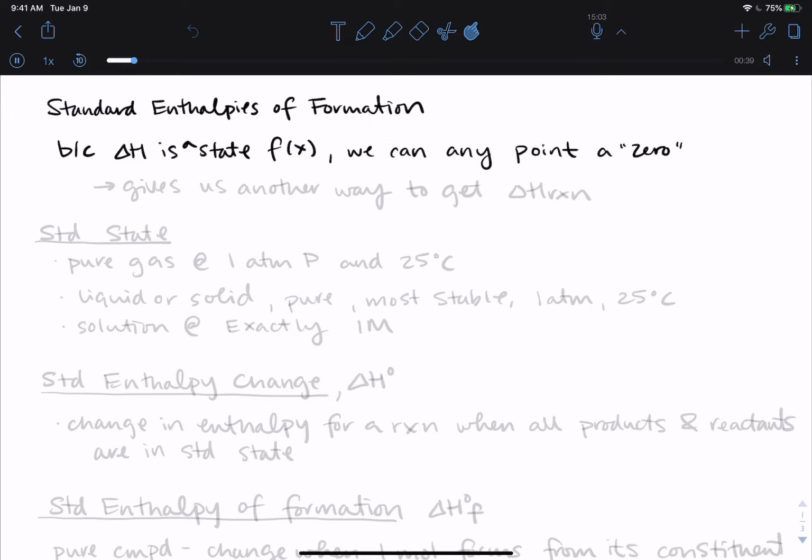So we have rules, because someone else made up these rules that have been standardized and they work really well. But these were chosen as a 0 point. Now, what's really useful about them is that by choosing these as a 0 point, it sets a reference that gives us another way to get delta H reaction.